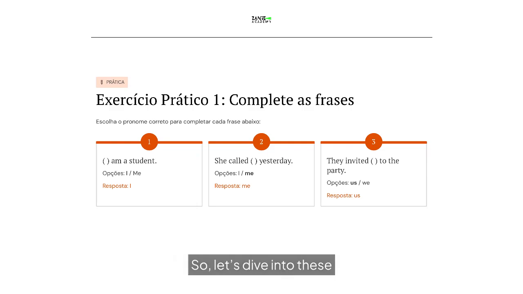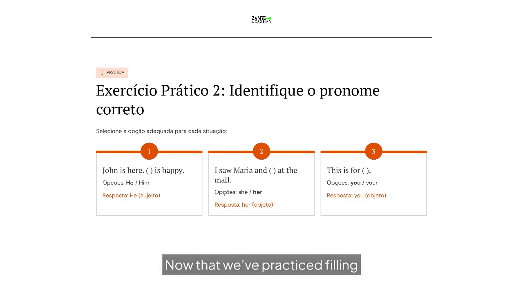So let's dive into these exercises and see how you can apply what you've learned so far. Now that we've practiced filling in the blanks with personal pronouns, let's move on to another exercise that will help us identify the correct pronoun in different situations. This step is crucial as it reinforces our understanding of how to use pronouns effectively in conversation.